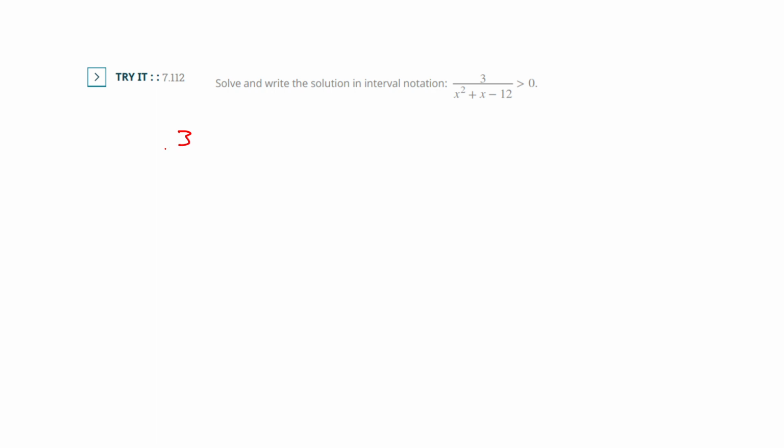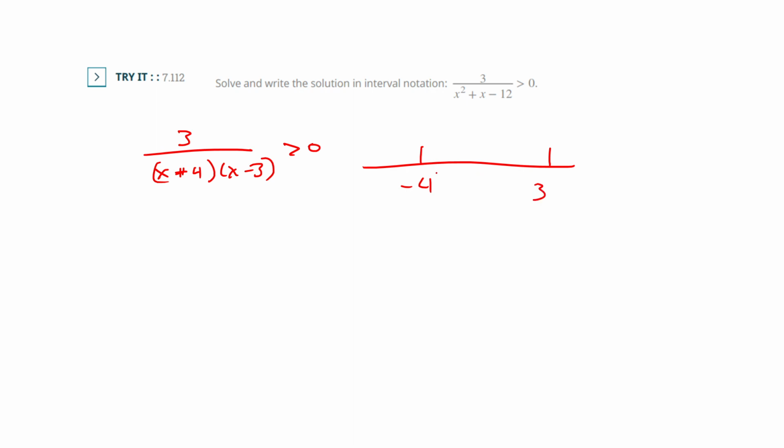Okay, one more of these. x plus 4, x minus 3, it's greater than 0. So if you need help with factoring, look back at that here. So these are asymptotes. So I've got an asymptote at negative 4 and an asymptote at 3. Okay, so test these regions. Put 0 in here, I get a negative. Put negative 5 in here, I'm going to get a positive. Put positive 5 in here, I'm going to get a positive. Okay, so we want to be greater than 0. We don't care about the boundaries because it doesn't have an equal. And I'm going to get this.